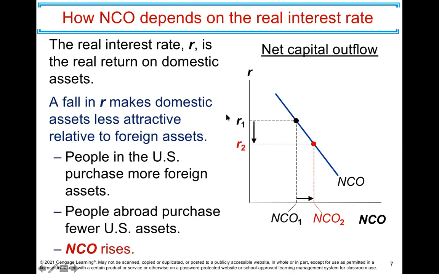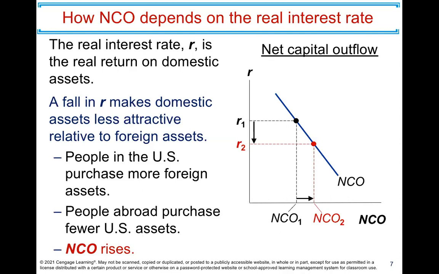Why is that? Say assets in the US used to return 5% per year, and now they only return 2% per year. If that's the case, people in the US will purchase more foreign assets. No one wants to hold American assets because they used to pay 5, now they pay 2. So we're going to go and purchase foreign assets. And also, people abroad purchase fewer U.S. assets. That means the Germans and the Japanese don't really want to buy American assets anymore.